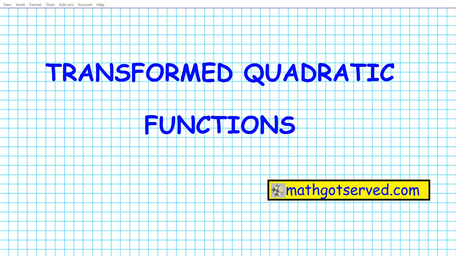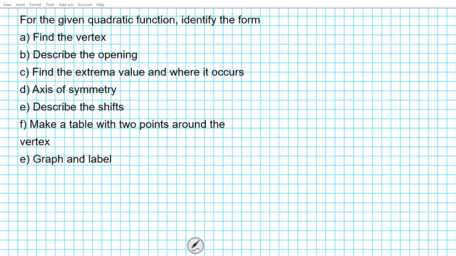In this clip, we're going to be going over how to set up and graph transformed quadratic functions. The instructions are as follows. For the given quadratic function, identify the form, find the vertex, describe the opening, find the extrema value and where it occurs, find the axis of symmetry, describe the shifts, make a table with 2 points around the vertex, and then we'll graph and label the quadratic function.